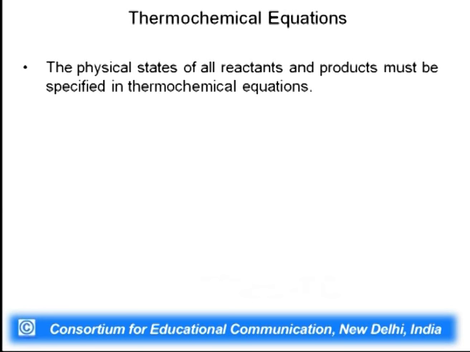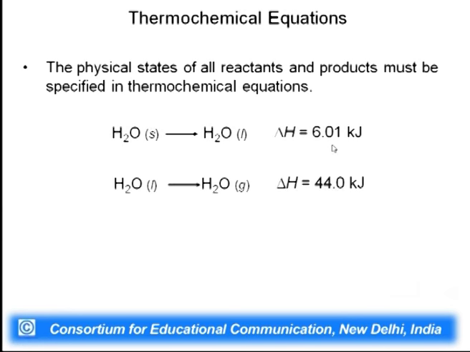For thermochemical equations, when you write a thermochemical equation, you must mention the physical states of all reactants and products. For example, take this process, water in solid form going to water in liquid form. In parentheses you must write the physical state of water, whether it is a reactant or a product, and for that delta H is equal to 6.01 kilojoule.